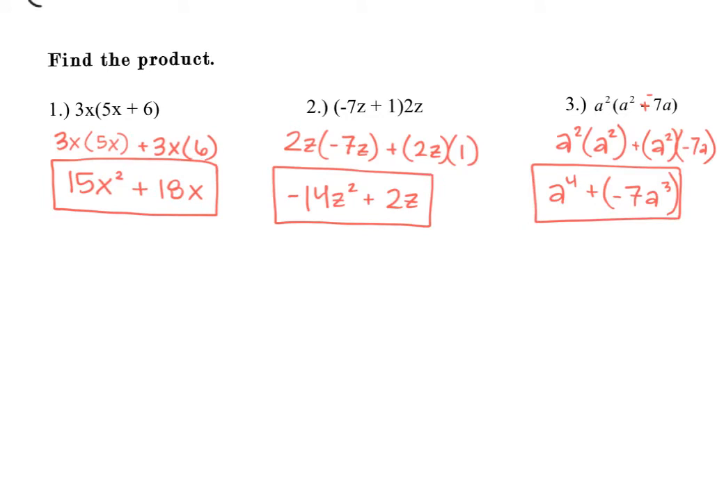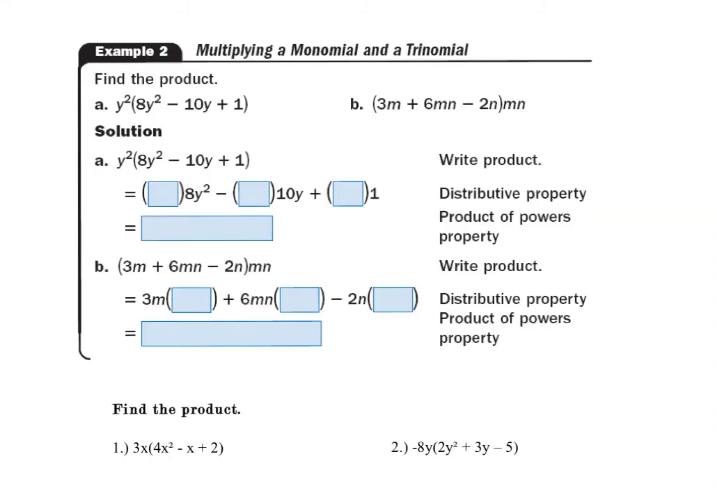All right, go ahead and check your answers with mine. Notice on number 3, when you're doing a squared times a squared, that's a to the 4th power. And then in that next set of terms, you have a squared times -7a. So the -7 has nothing to be multiplied by, but a squared times a would be a to the 3rd power. And always make sure your answers are in standard form. All right, let's go on to the next page.